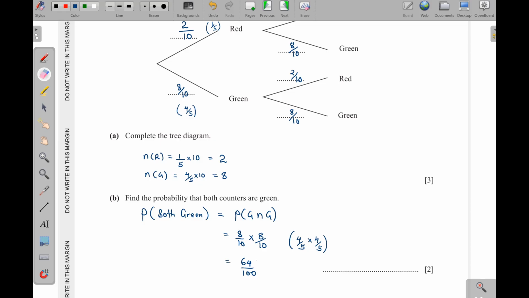So 4 over 5 times 4 over 5. What do you have? So this one is going to be 16 over 25. So I can write 16 out of 25. Or from here, I can divide through by 4. 64 divided by 4, that is how it comes to be a 16. And then 100 divided by 4, that is how it comes to be a 25. You see that? Okay.